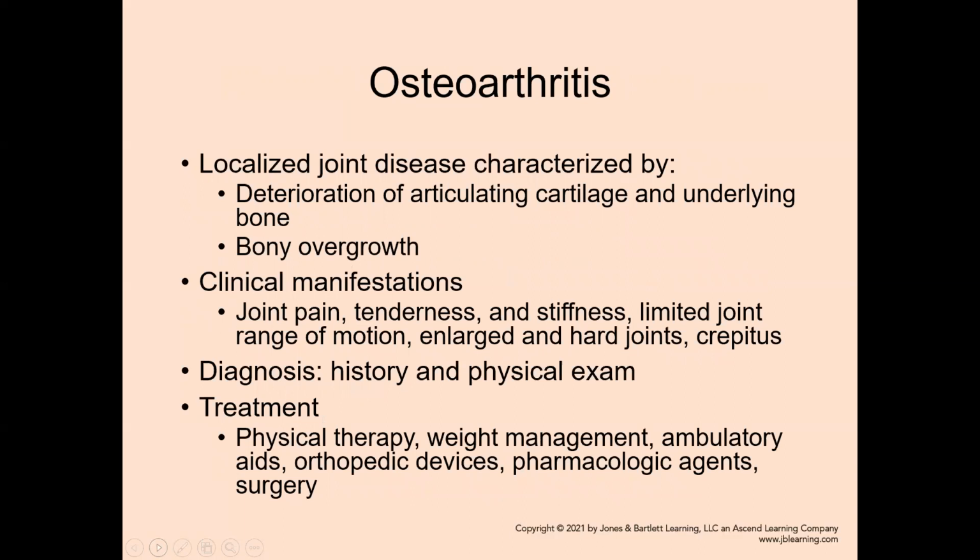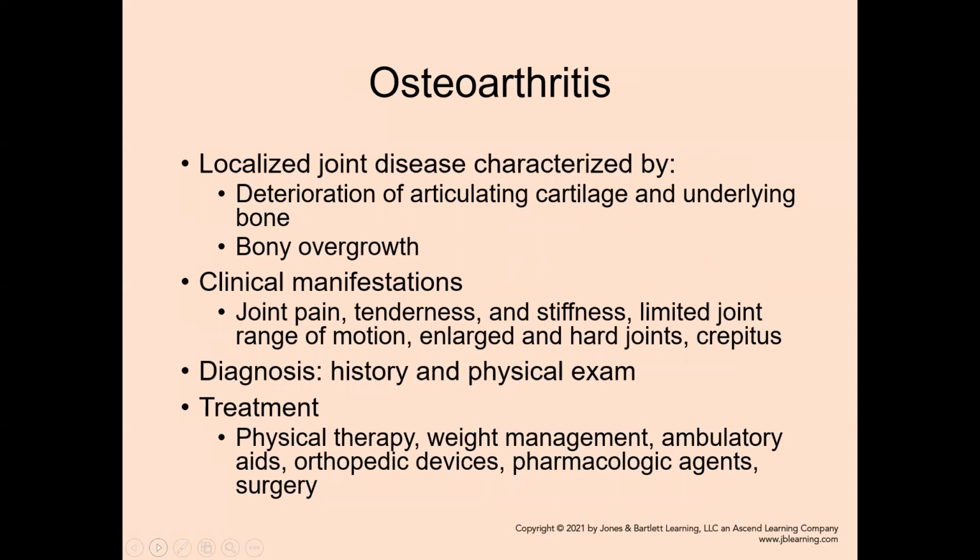Osteoarthritis is a localized joint disease characterized by deterioration of the articulating cartilage or underlying bone. There can also be a bony overgrowth. Clinical manifestations of this include joint pain and tenderness, stiffness, limited joint range of motion, enlarged or hard joints, and crepitus.